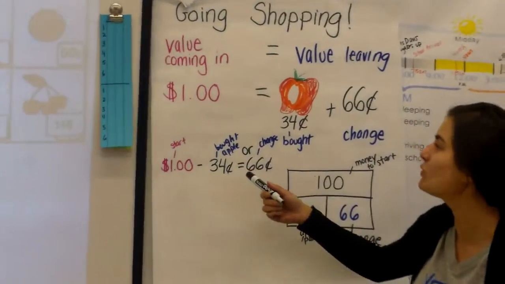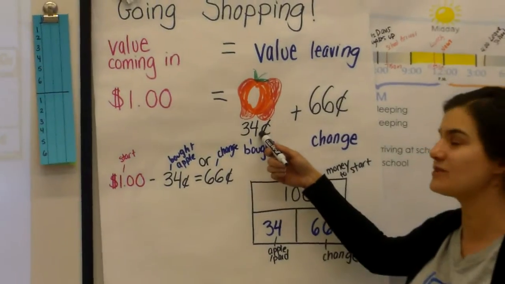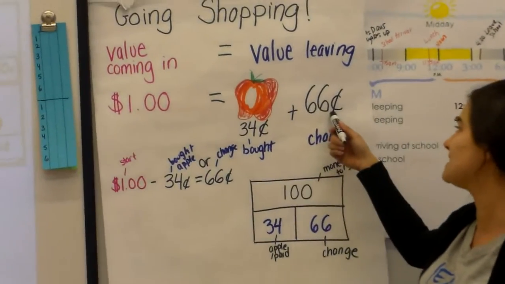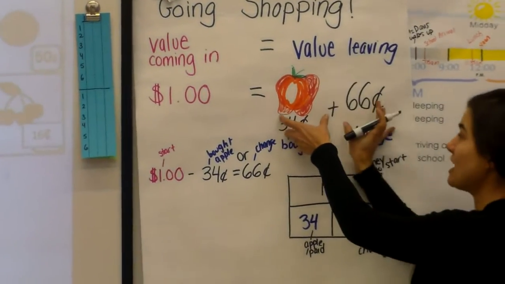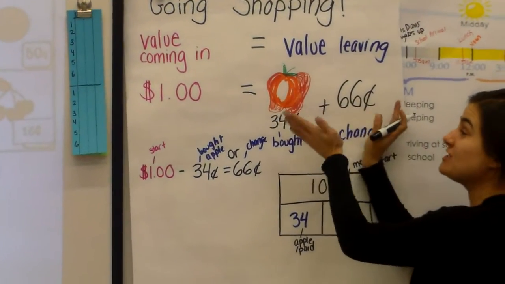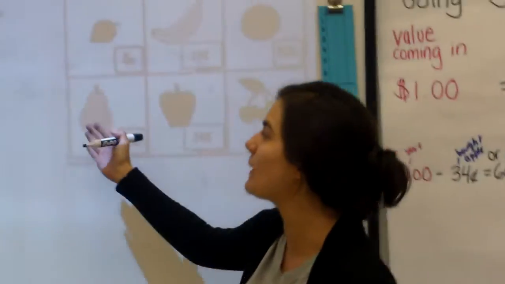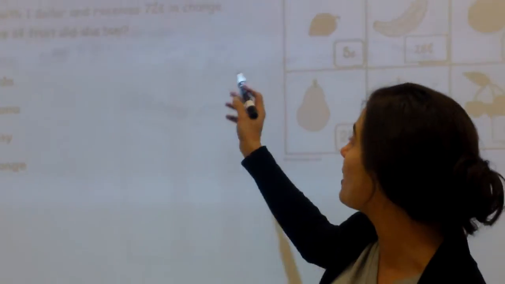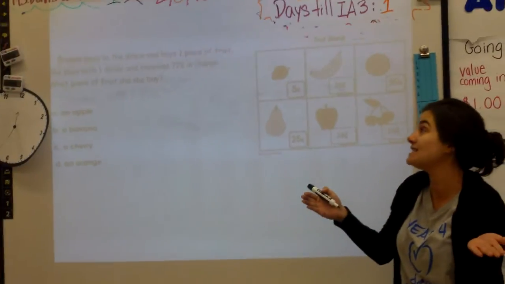So if you go into a store with $1 and you buy something that costs 34 cents, you're going to get 66 cents back. So if you put together the value of your apple with the change you got back, that should still equal that $1 that you came in with. So when we look at this problem here, Brianna goes to the store and buys one piece of fruit. She pays $1 and receives 72 cents in change.